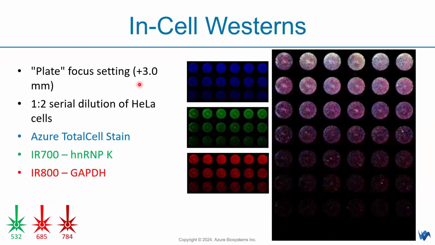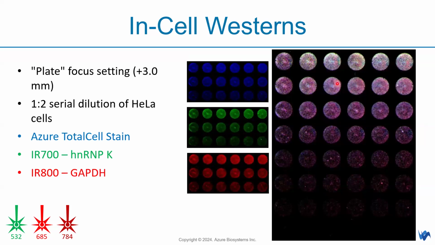One example will be the in-cell Western that we produce in our laboratory. We have plate focus setting M plus 3 mm. This is HeLa cells seeded in one to two directions that we're looking at here. This is a total cell stain, which is still the best and lowest-risk kind of normalization control for your cell-based assay. We're looking at the near infrared range because it gives you the best signal-to-noise ratio. Looking at this GAPDH and so on.